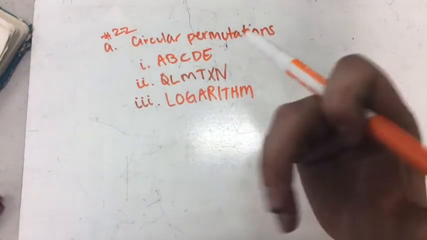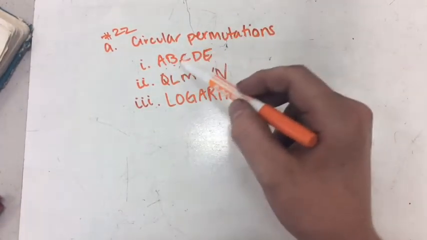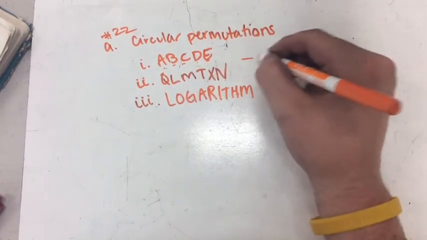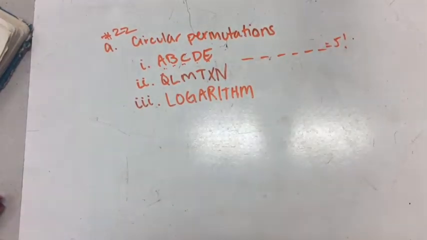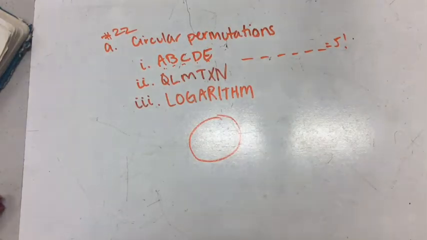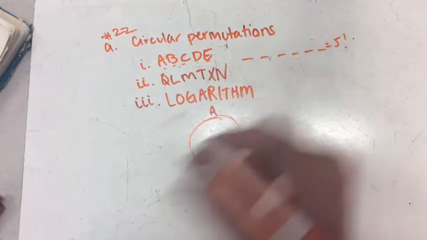And so for this first one here, we're going to have A, B, C, D, and E. How many people do we have here? Well, there's 1, 2, 3, 4, 5. Okay, so if we were lining these people up, it would be 5 factorial. No problem, all day. But since we're in a circle, what we need to do is pick someone to lock in. Okay, so we're going to have A lock in here at top.